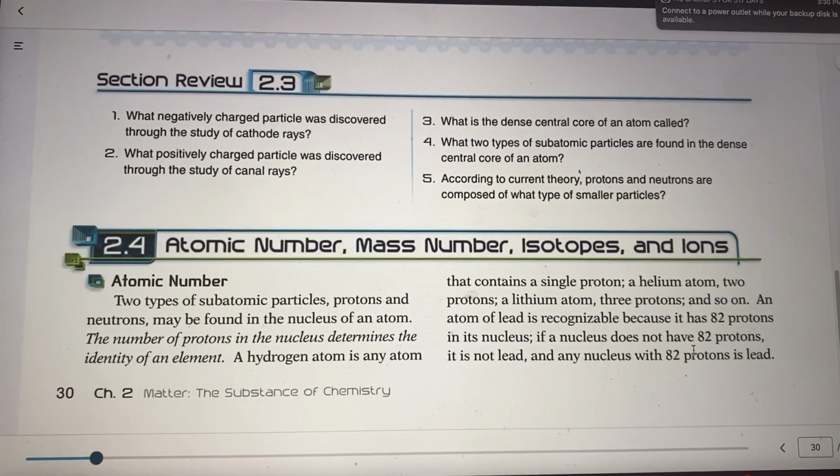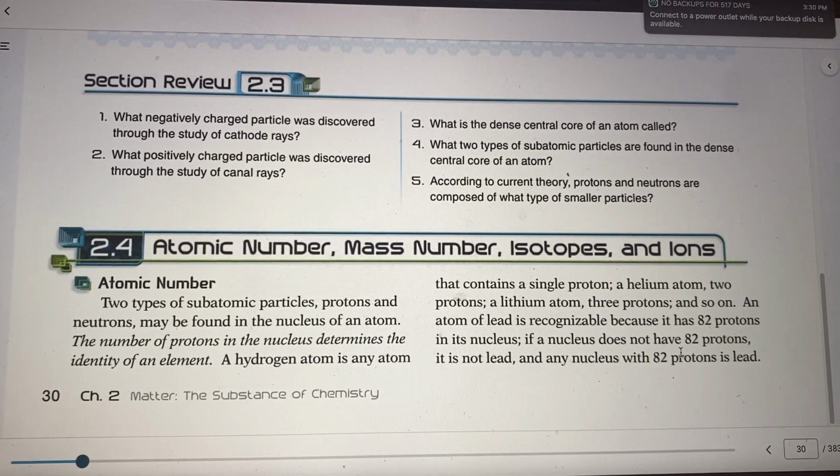Well, the atomic number is the number of protons in the nucleus, and it determines the identity of an element. So the number of protons, like if you have hydrogen, you have one proton, then you'll have a hydrogen atom. If you have two protons, you'll have a helium atom. If you have three protons, a lithium, and so on. And an atom with 82 protons would be lead. If you do not have 82 protons, then you will not have lead.